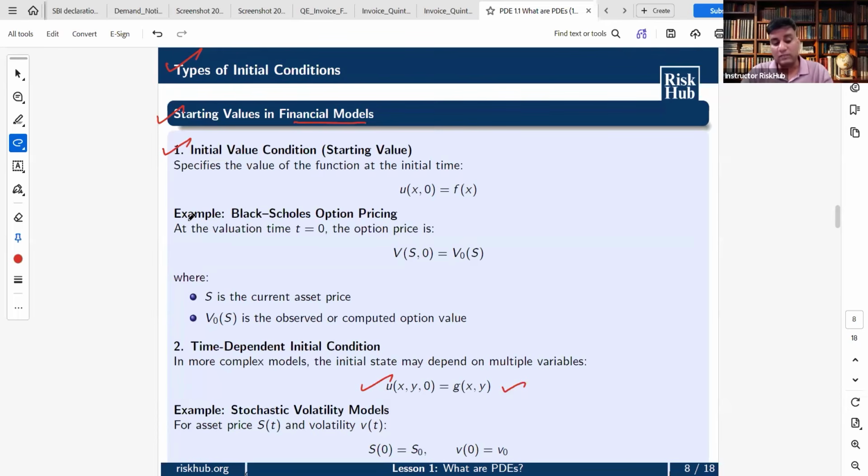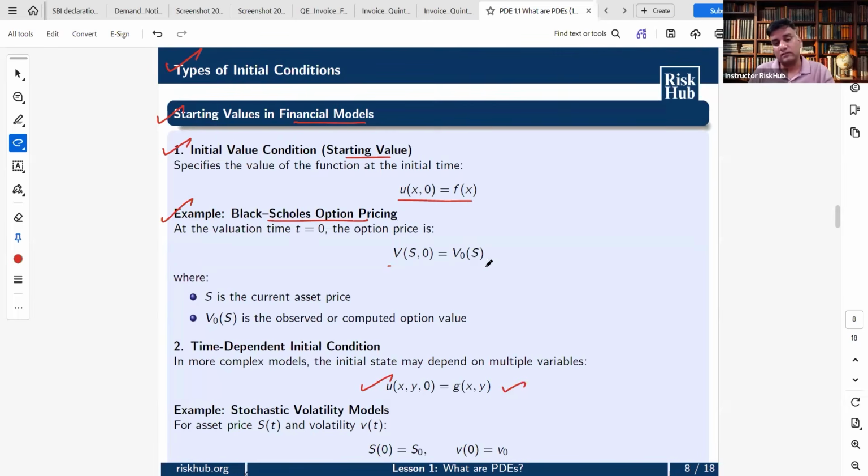The PDE is now multidimensional in the quant finance world. Models show state variables like S, T; stochastic volatility S, V, T; specific interest rate model R, T; portfolio optimization W, T; credit portfolio model, default density, time exposure. More variables usually mean a more realistic model, but also a harder PDE, right? So that is the initial value condition, the starting value.